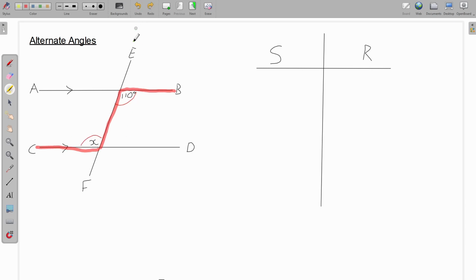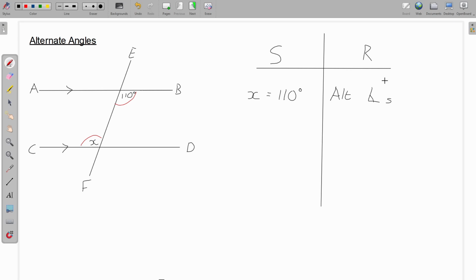So finding the shape, not quite enough. Let's check. Are the arms of the Z parallel? Yes, they are line segments of our two parallel lines, which means the statement we can make is that x will be equal to 110 degrees. That's my statement. My reason, my proof for why this is true, we will say alternate angles. And you can abbreviate to alt and draw a little angle. Saves you some time. So that's my first reason.